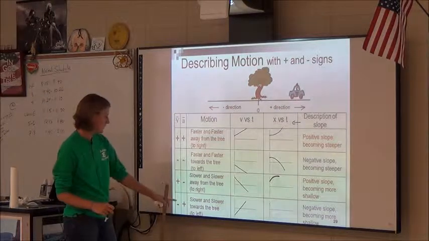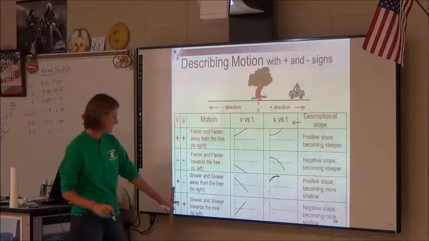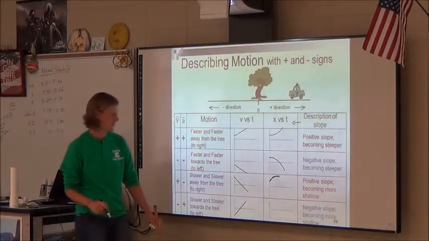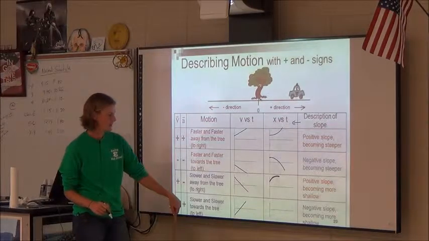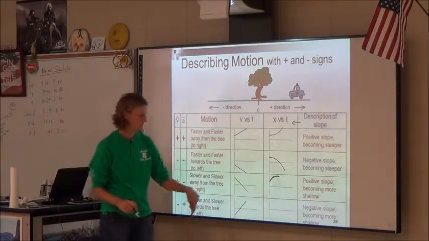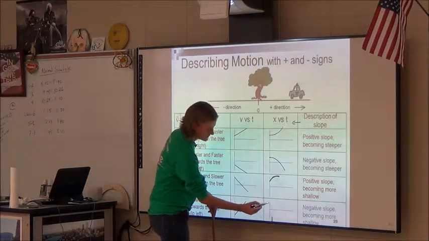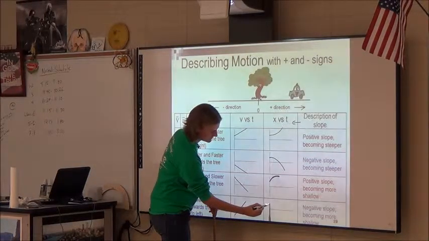All right, and then my negative velocity, but positive acceleration. So again, I'm slowing. What would that look like? Yeah, just a mirror image of that.